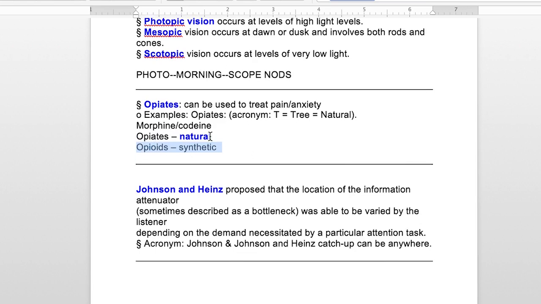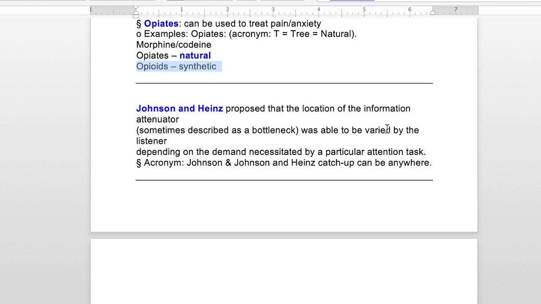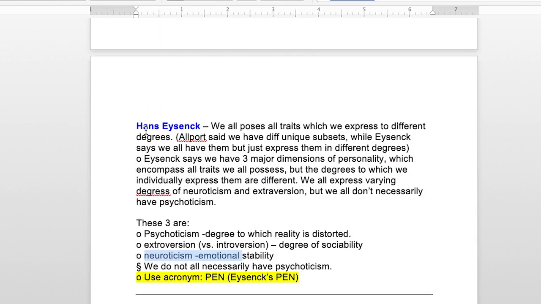So A before O. Johnson and Hines, it's about the information attenuator, and it talks about how the attenuator can be anywhere. So the acronym is Johnson and Johnson and Hines ketchup can be anywhere, because if you think about it, that's true. Next is Hans Eysenck, I think that's how you say it, and he's all about traits. His three big ones are psychoticism, extroversion versus introversion, and neuroticism. The way you should memorize it is PEN, Eysenck's PEN, P-E-N.